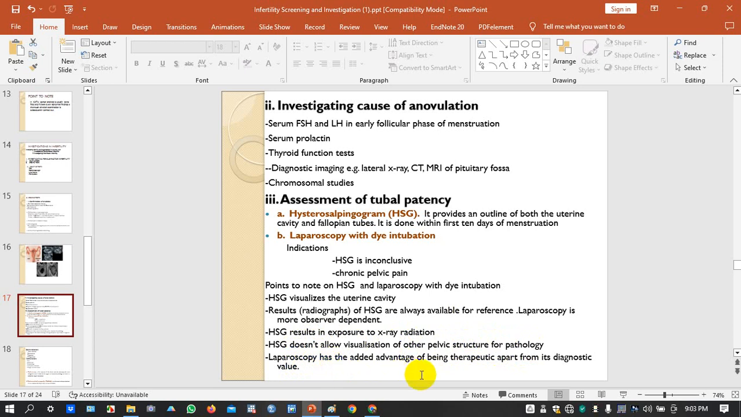Laparoscopy has the added advantage of being therapeutic apart from its diagnostic value. Laparoscopy is just a normal procedure or elective surgery of the abdomen. When you open the abdomen up for surgery, you call it laparoscopy.